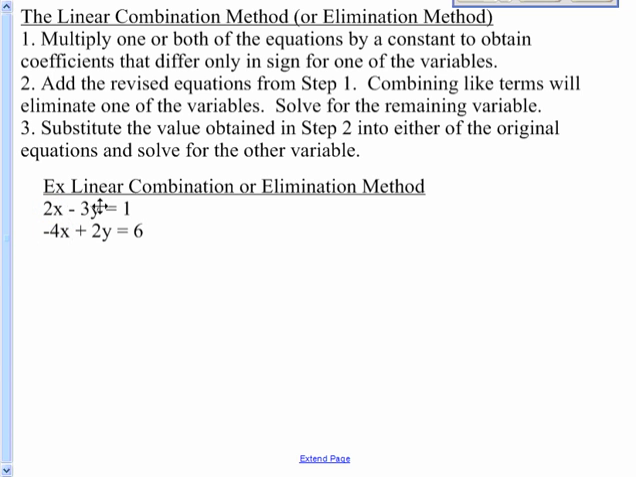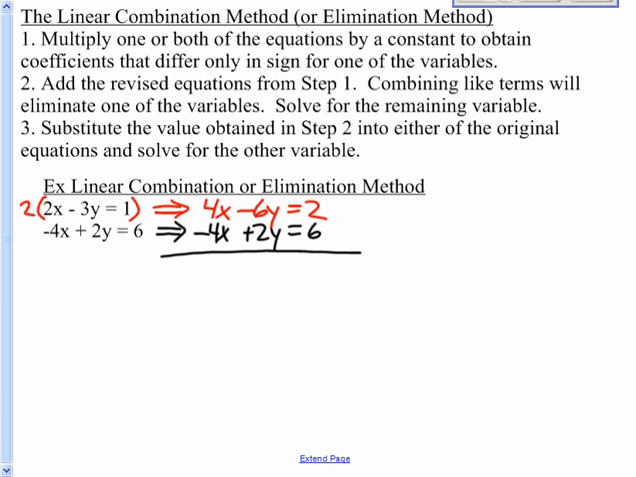Okay, so I want them to add up and eliminate a variable. So I say, I'm going to multiply this then by 2. And what would I then have? If I distribute that through, that's what it would become. The bottom one stays the same, negative 4x.